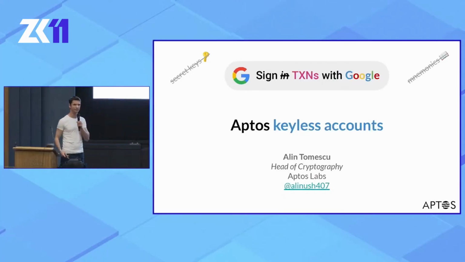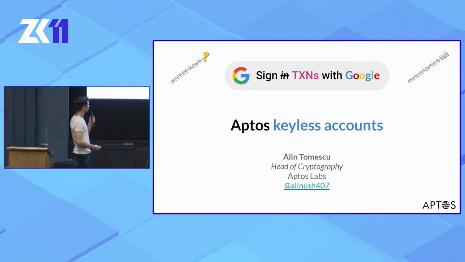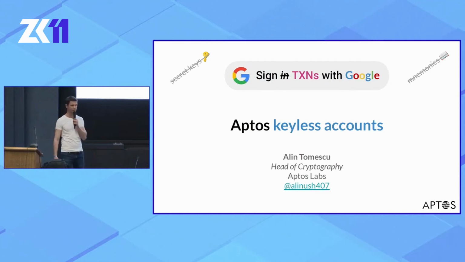So my name's Alin. I'm the head of cryptography at Aptos Labs. And today I want to tell you about Aptos keyless accounts, which are blockchain accounts that avoid the use of secret keys. What they base their security on is a traditional Web2 account, like your Google account or your Facebook account or your Apple account.